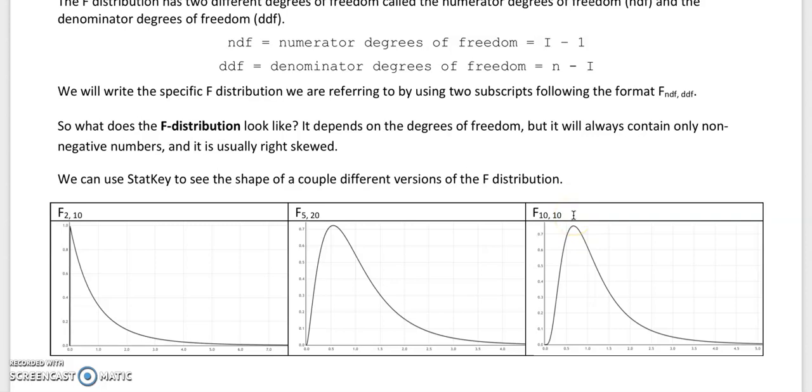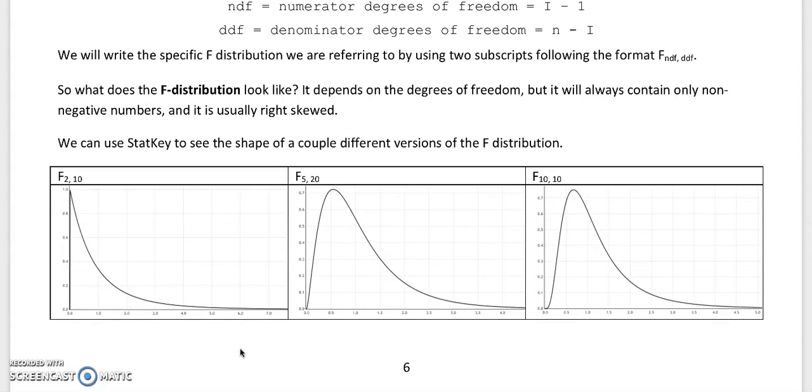So you can see that sometimes you start to see this little hump with just a long tail. Sometimes it just sort of slopes down like this. But we can use StatKey to generate these pictures, and we're going to use StatKey here in just a second to find p-values regardless of what our sampling distribution looks like.